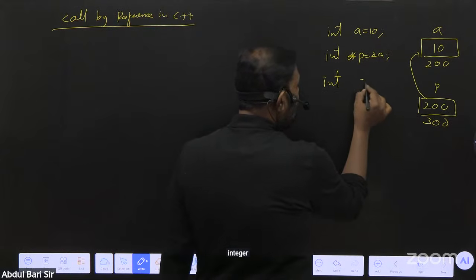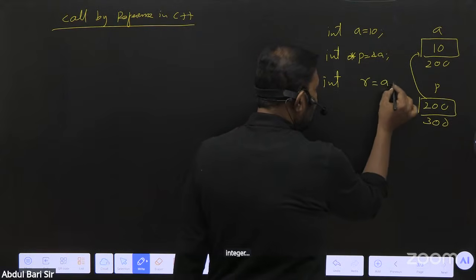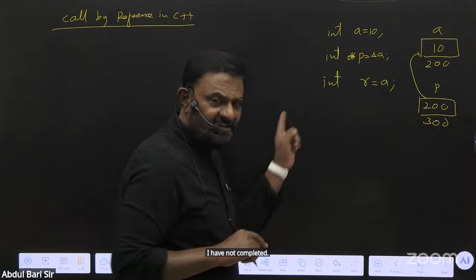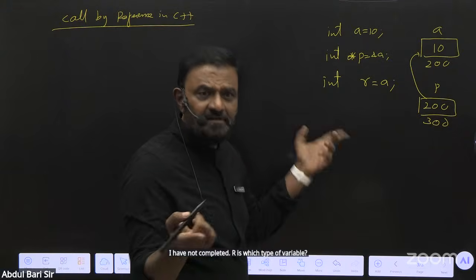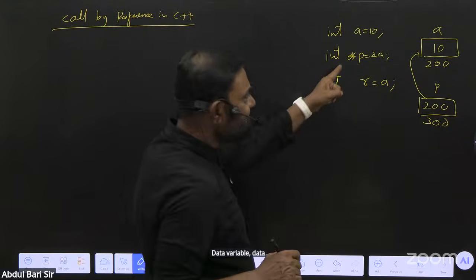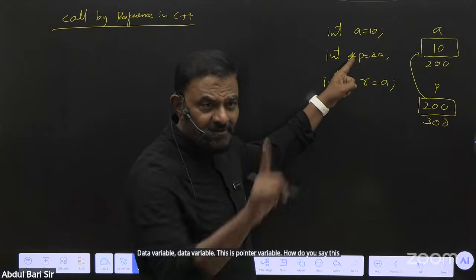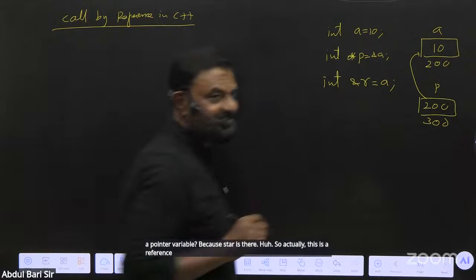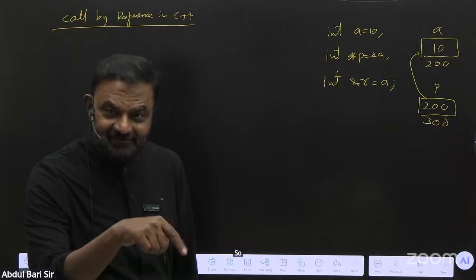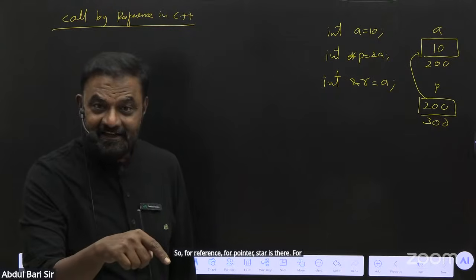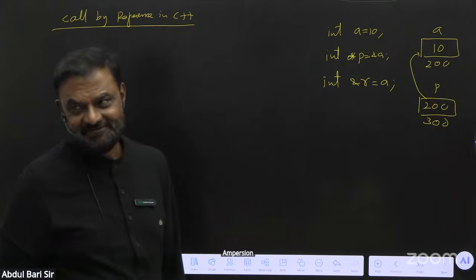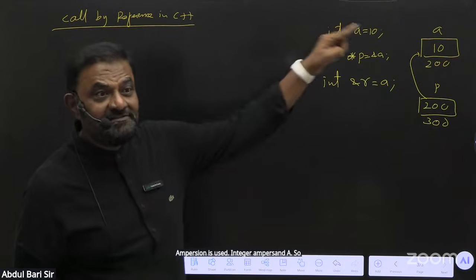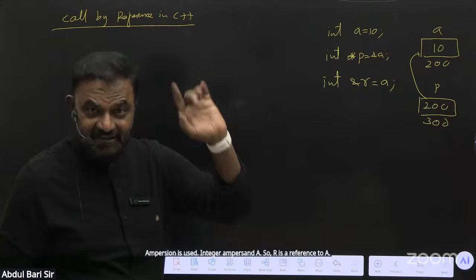Now look at the syntax of C++. Integer ampersand R, assign A. R is which type of variable? Data variable. This one is a pointer variable. How do you say it is a pointer variable? Because star is there. So actually, this is a reference in C++. For a pointer, star is there. For a reference, ampersand is used. Integer ampersand R equals A. So R is a reference to A. Listen carefully.